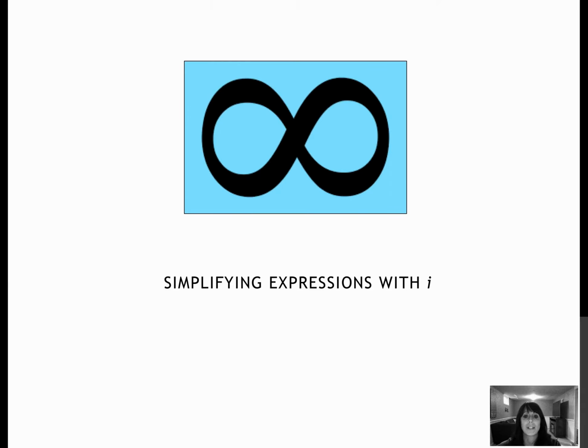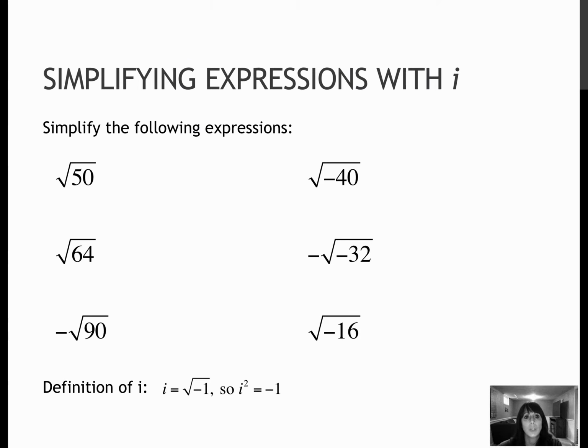In this lesson, we're going to talk a little bit about i, which is an imaginary number. The definition of i is the square root of a negative 1. So i squared is negative 1, because if I square each side, that would give me i squared on the left and negative 1 on the right.